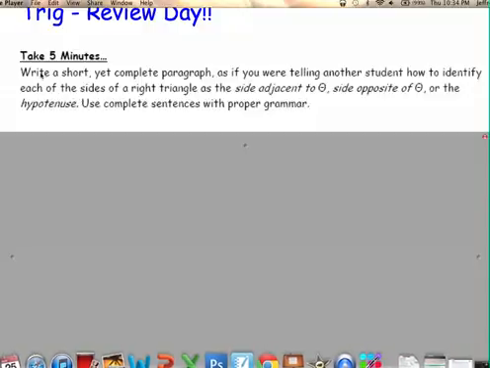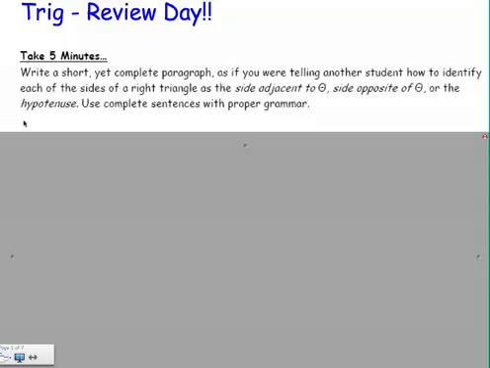Today we're going to be reviewing our trig unit, so I want you to take a short amount of time right now and complete the paragraph as if you're telling another student how to identify each of the sides of a right triangle as either the side adjacent to theta, the side opposite of theta, or the hypotenuse. Try to use complete sentences and complete grammar. Take a second, do this yourself, pause the video while you're doing it, and when you're ready, hit play.